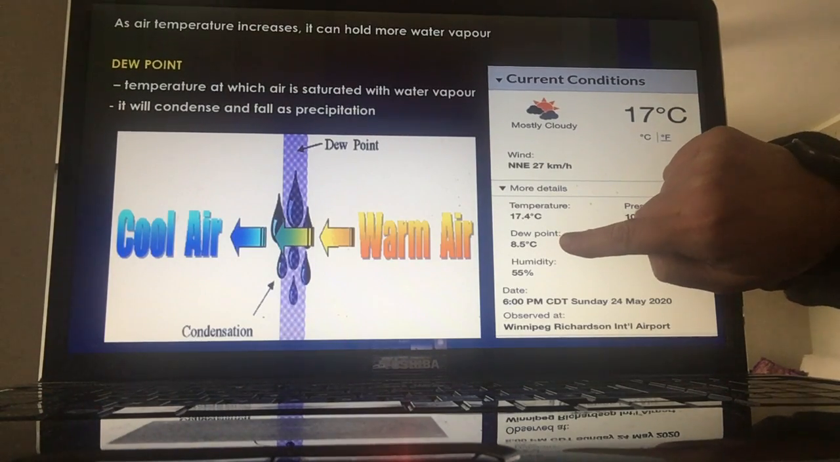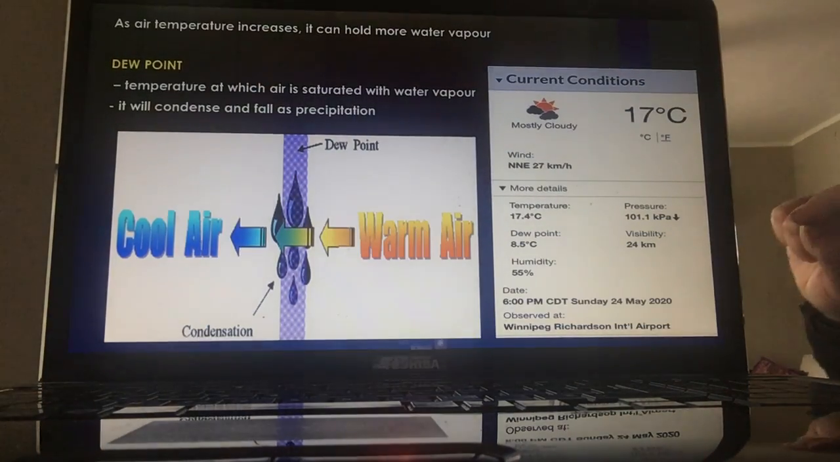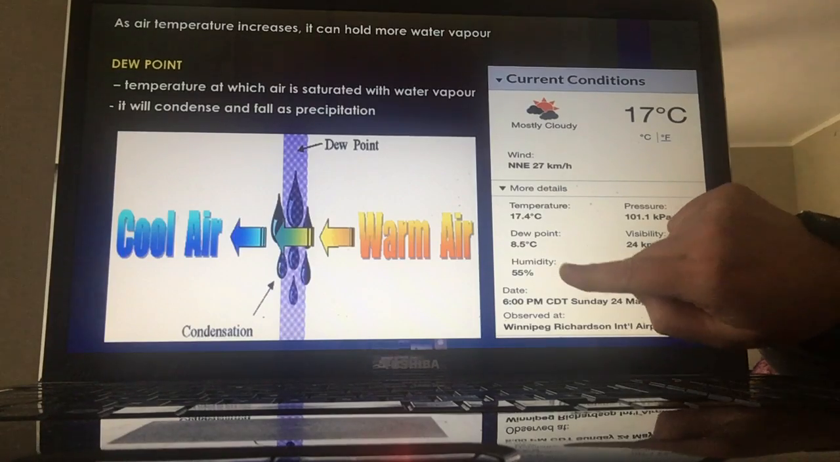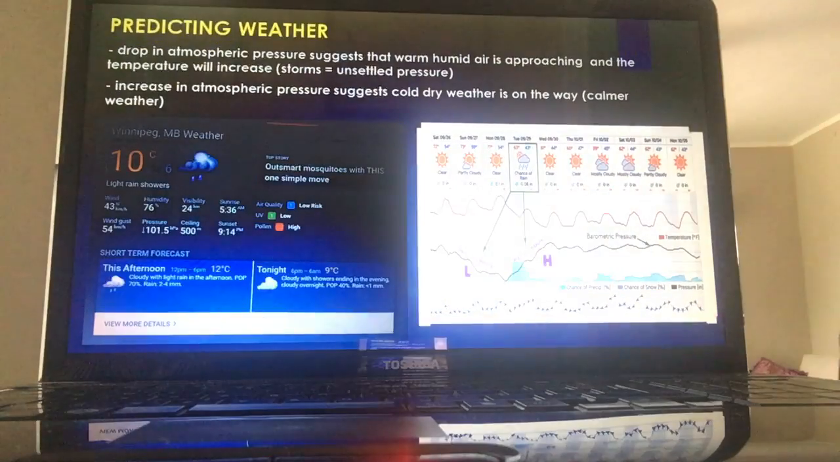The dew point last year was 8.5 degrees Celsius. So that's the temperature at which it would transition. They talk about the visibility. Oh, and look, the humidity was 55%. And that was at 6 o'clock last year, May 24th. And the conditions were taken from the airport.